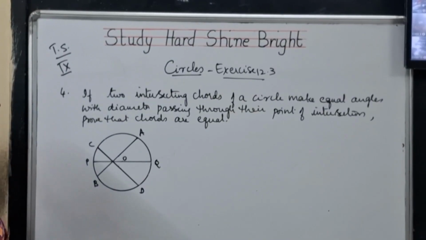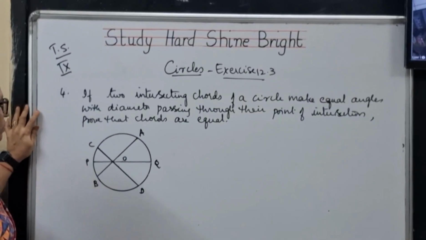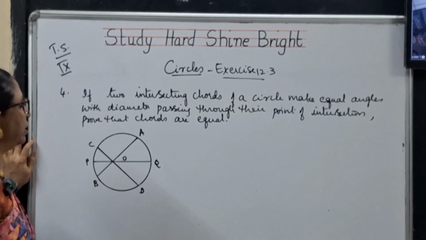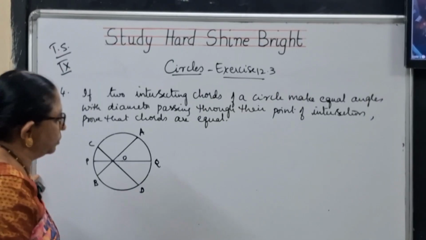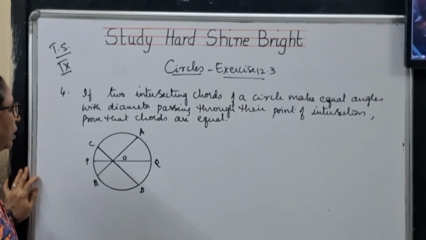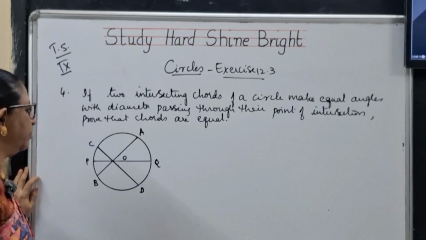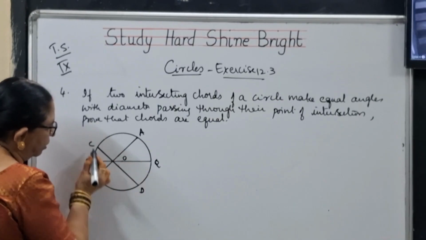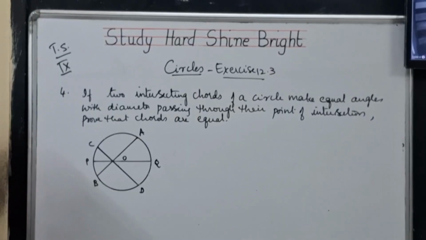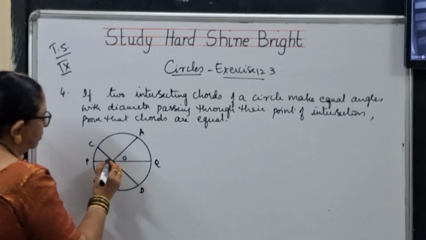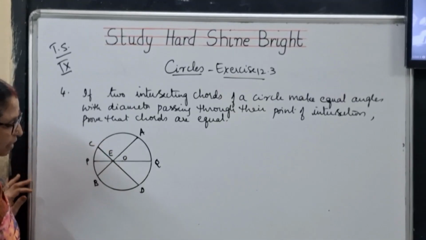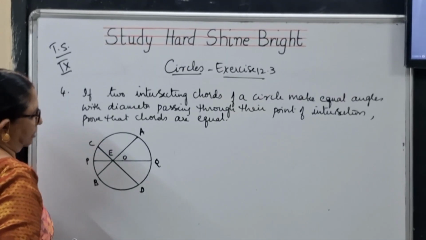Now, fourth question, children. If two intersecting chords of a circle make equal angles with the diameter passing through their point of intersection, prove that the chords are equal. Two intersecting chords. See, AB is one chord and CD is one chord. These two are intersecting, say, at a point. Let me call this point as E. At E, they are intersecting.